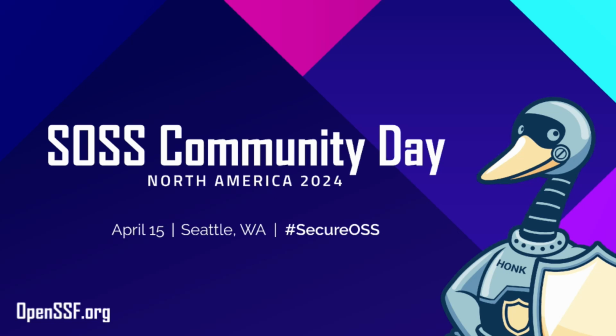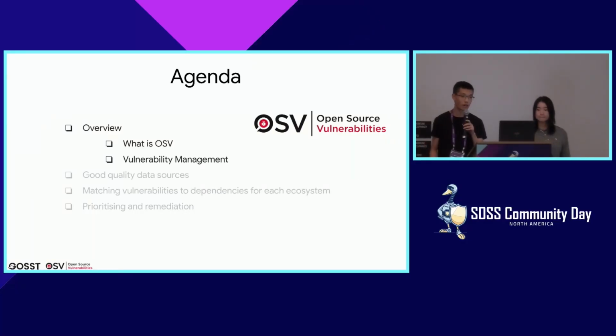Specifically, we work on a group of projects labeled OSV, or Open Source Vulnerabilities, which helps open source developers manage and fix known vulnerabilities in their dependencies. Today, we'll talk a bit about what OSV is, why vulnerability management is important, and then go over some of the interesting challenges we found while working on this project. So, what is OSV?